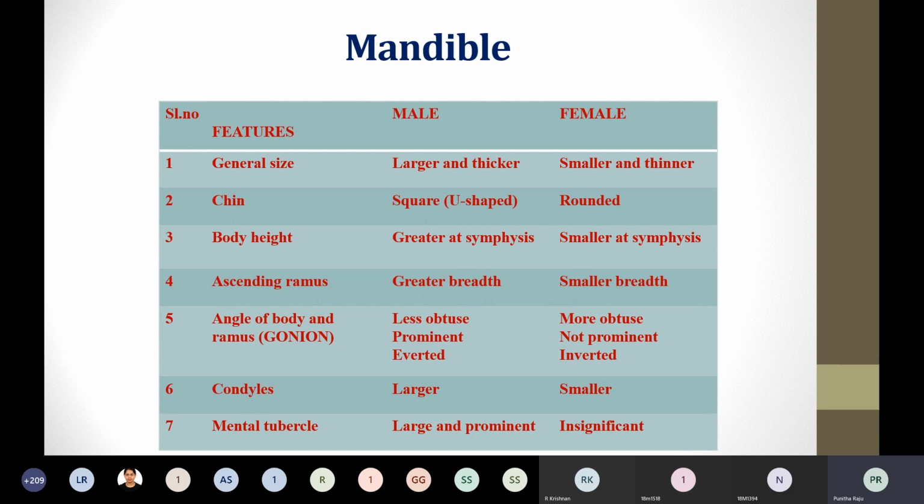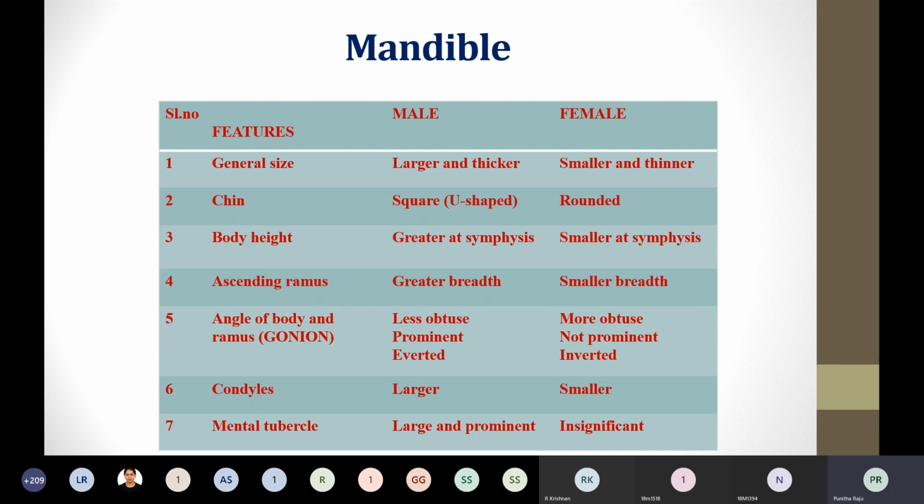And the next is the body height. It is greater at symphysis in males and smaller at symphysis in females. The body height is nothing but the length of the mandible at the body. Here they have marked the body on your right hand mandible picture. Just take the length of this body. That is more in case of males and less in case of females.